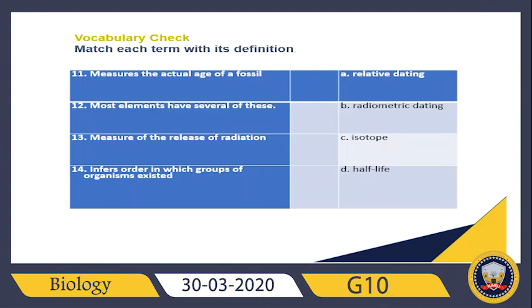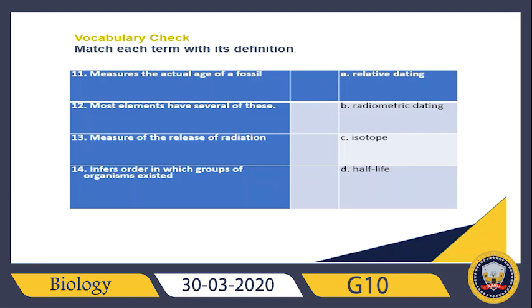So guys, another question about radiometric dating and relative dating. Match each term with its definition from 11 to 14. 11 measures the actual age of a fossil. What do you think, guys? Exactly, the actual age would be radiometric or the absolute dating.